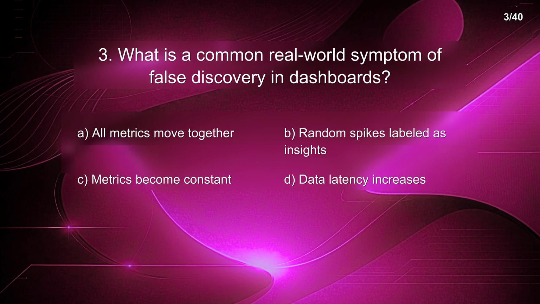Third question. What is a common real-world symptom of false discovery in dashboards? A. All metrics move together. B. Random spikes labeled as insights. C. Metrics become constant. D. Data latency increases.